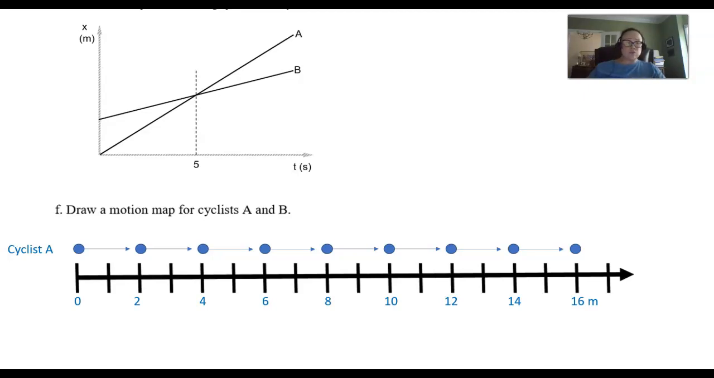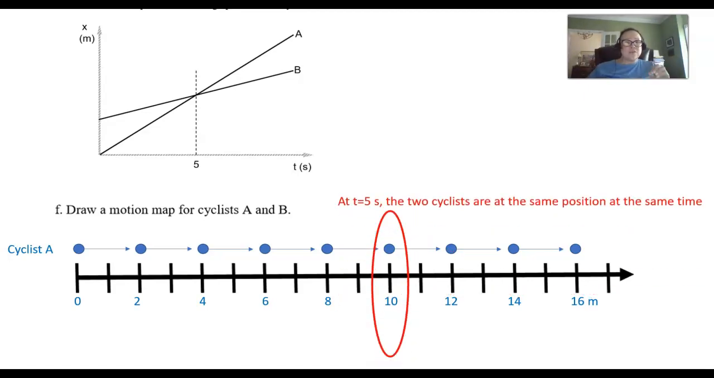So here I've shown 8 seconds worth of data, but I'm going to look at time 5 specifically because something special is happening there. Both cyclists are at the same position. So here at time 5, I'm going to put a dot for the position of cyclist B, and that will represent time 5 seconds. I'm going to, on either side, put dots that represent the motion of cyclist B.